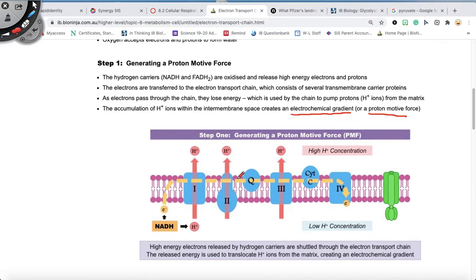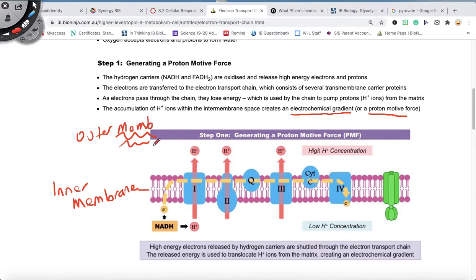So let's first concentrate on what we're looking at here. Here we see the inner membrane. The inner membrane of what? The inner membrane of the mitochondria. That means that somewhere here, there's got to be an outer membrane of the mitochondria, okay?